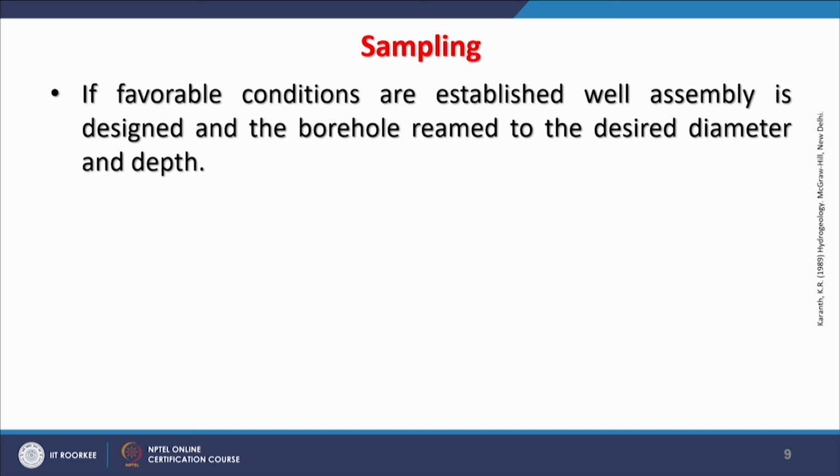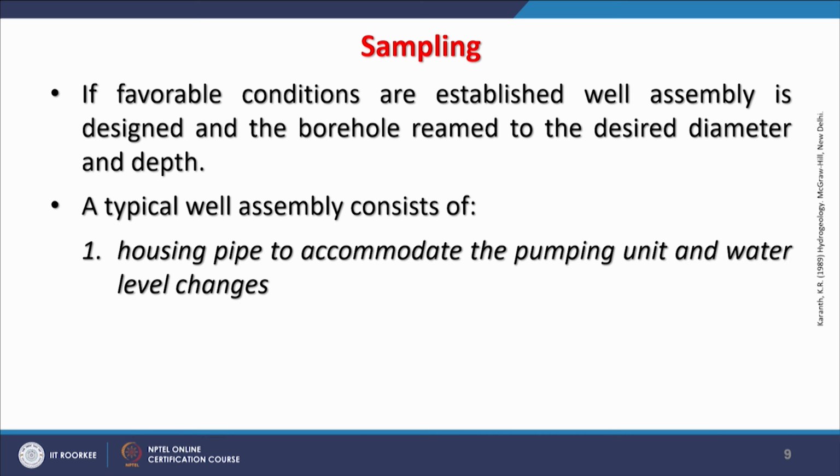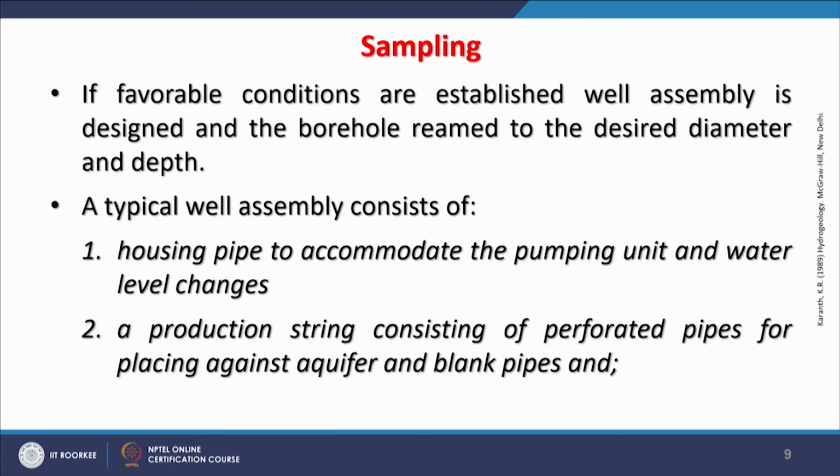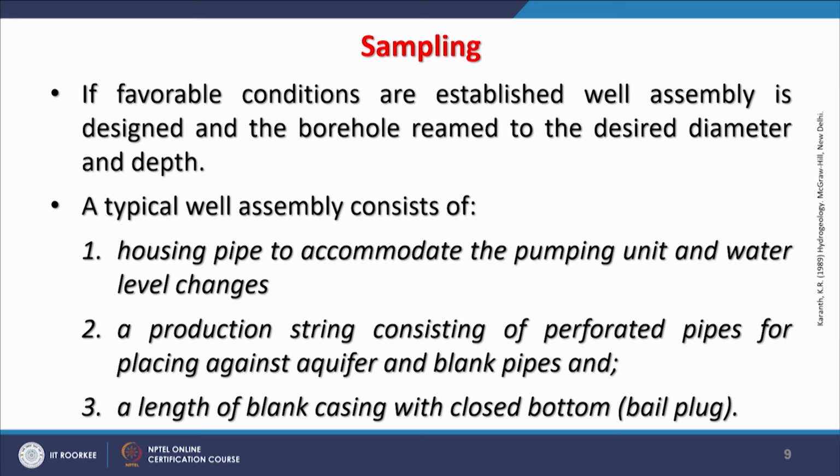If favorable conditions are established, then the well assembly is designed and the borehole reamed to the desired diameter and depth. The well assembly means basically installing a pump. A typical well assembly consists of housing pipe to accommodate the pumping unit and water level changes, if that kind of recording is also required. A production string consists of perforated pipes for placing against the aquifer and blank pipes, and also a length of blank casing, with a closed bottom or bail plug. Sometimes it is also required. So, at the bottom you plug it, so that nothing will come from there, or the water which has filled in that blank casing will remain there, so that when pumping is done, that water is also available for use.